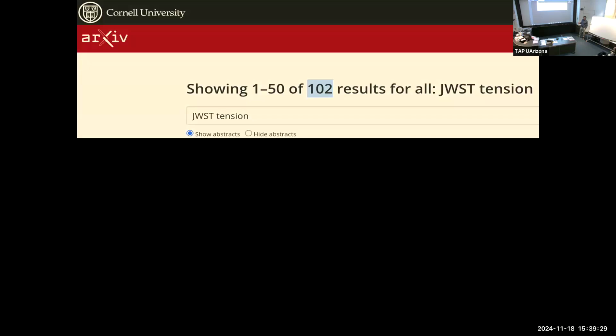So if you go to arXiv and write JWST tension, okay, there are already now 102 papers. It's very hard to review all of them about this, and it's a very interesting debate. And I will try to highlight some of them that might shed light on what I'm trying to say. So let's go for a few examples.